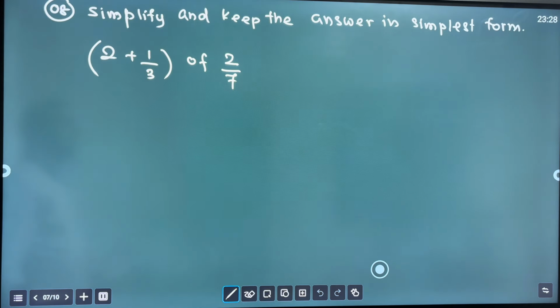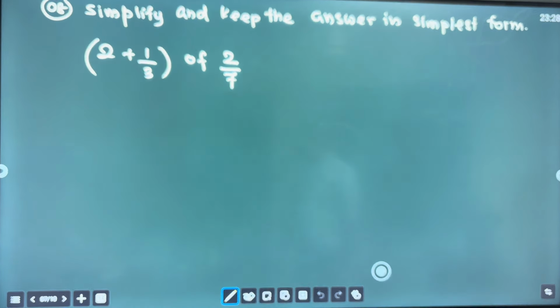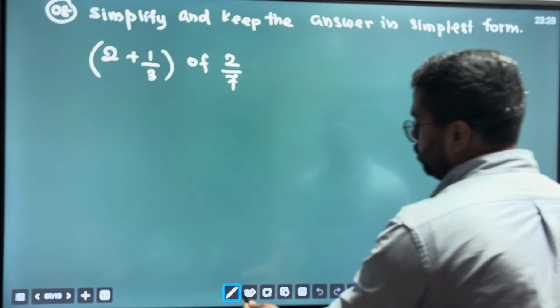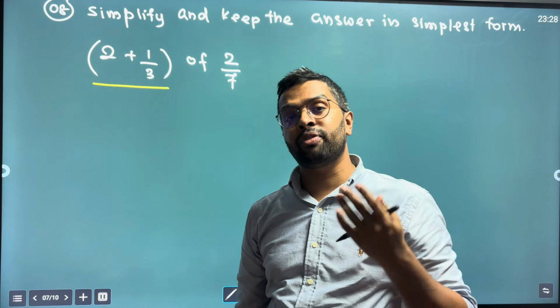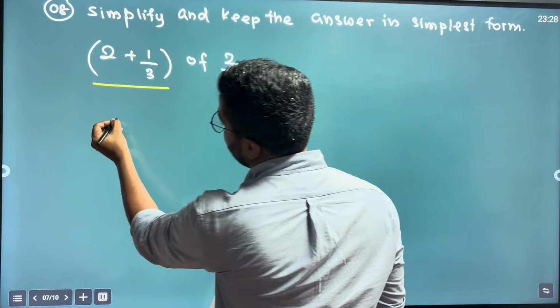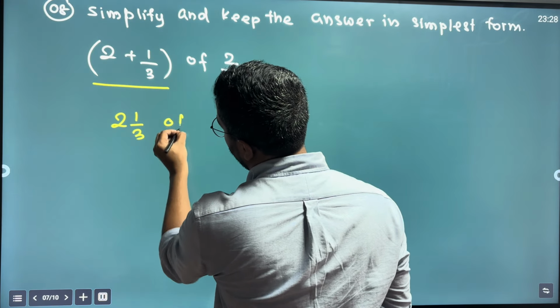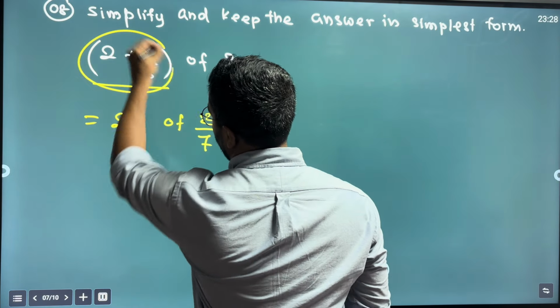Question number 8. Let's do this question number 8. Simplify and keep the answer in its simplest form. 2 plus 1/3 of 2/7. Can you remember when you were in grade 7, we learned about mixed numbers. So 2 plus 1/3, you can write it as a mixed number, 2 and 1/3, of 2/7.